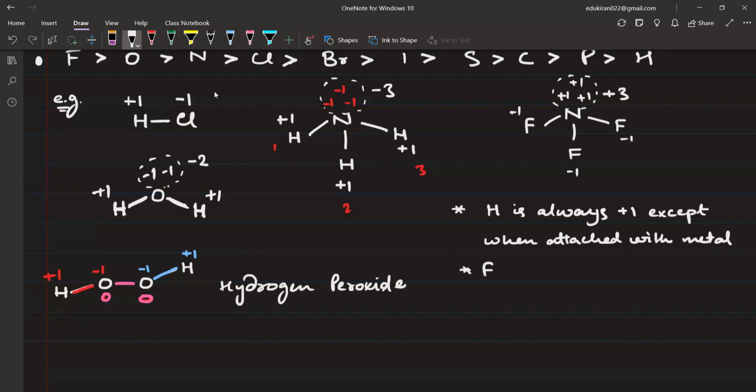Second point is fluorine is always -1 because it is most electronegative. Oxygen is generally -2. Now here it came out as -1, but generally what will it be? Oxygen is going to be -2 only.